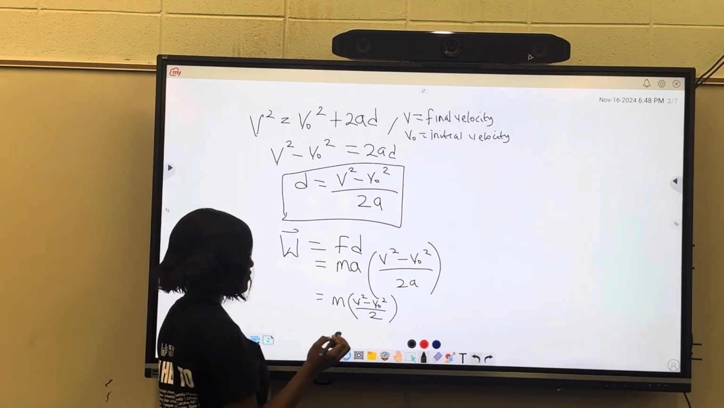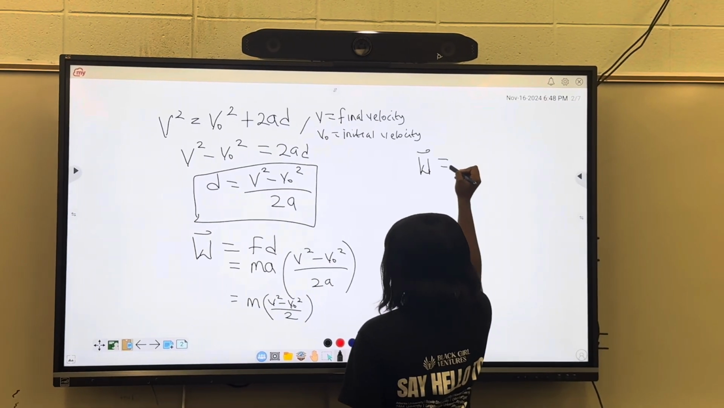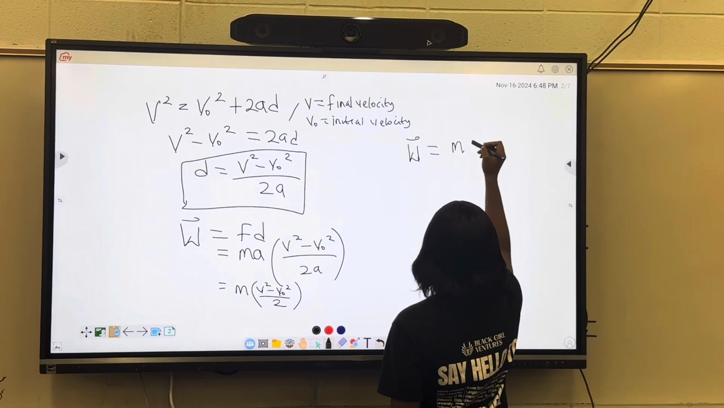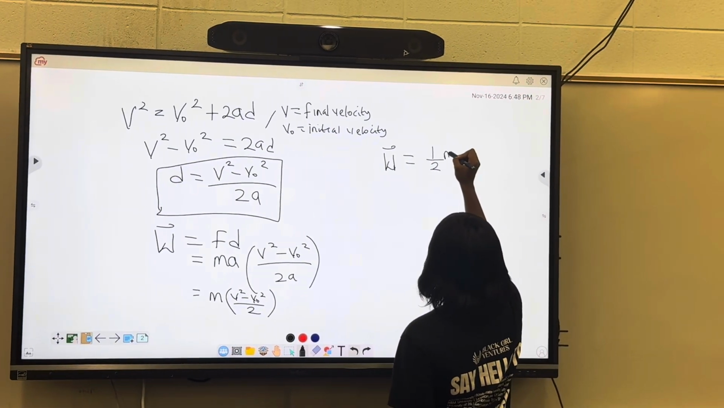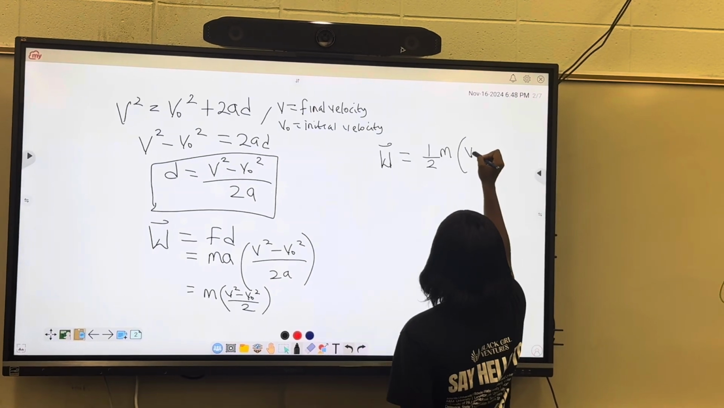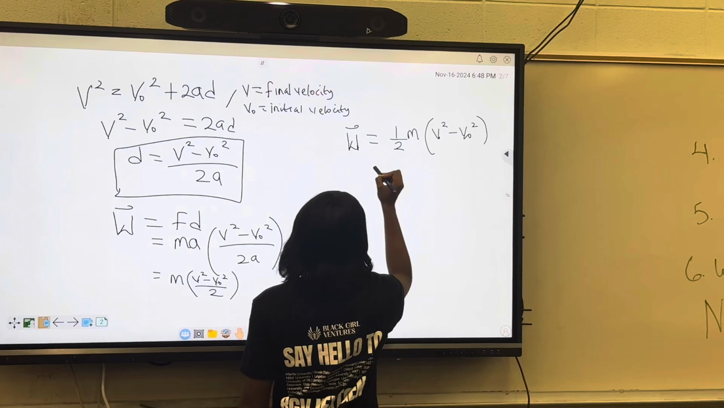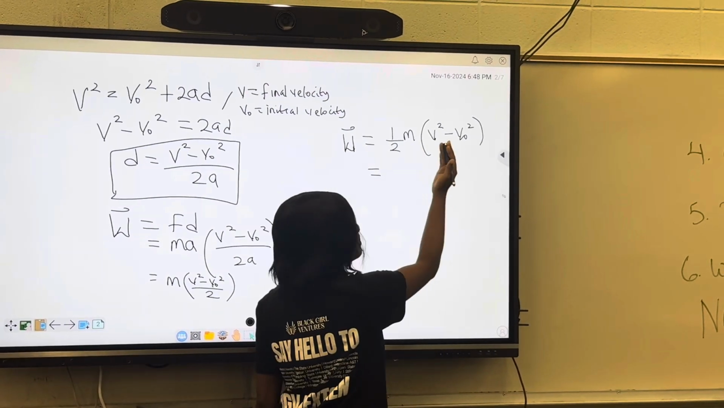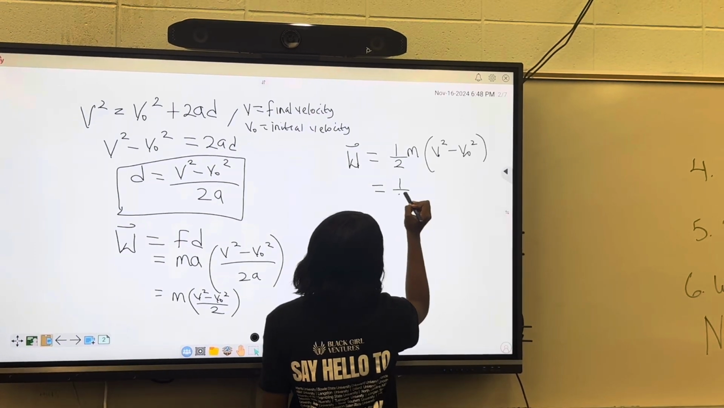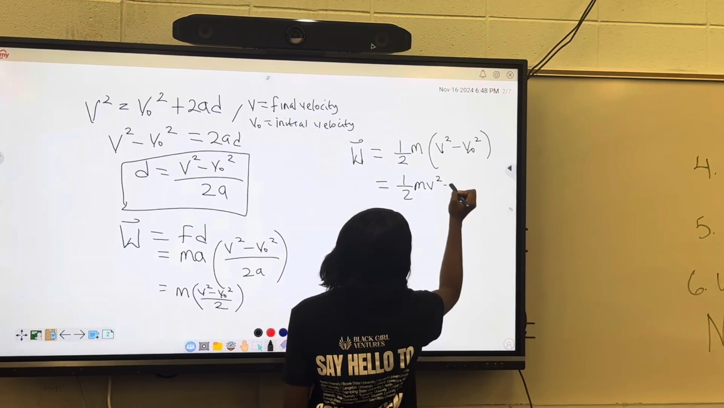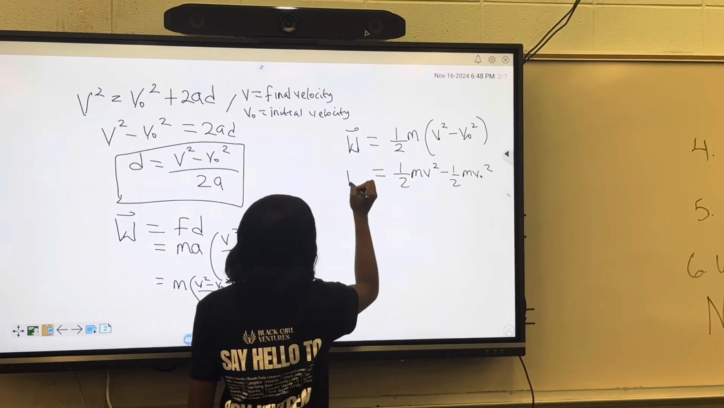So we can bring up the half, and that would be work equals M, if we bring up the half, into v squared minus v naught squared. So this would be equal to multiplying the terms in the brackets by the ones outside. So that would be half m v squared minus half m v naught squared, which equals work.